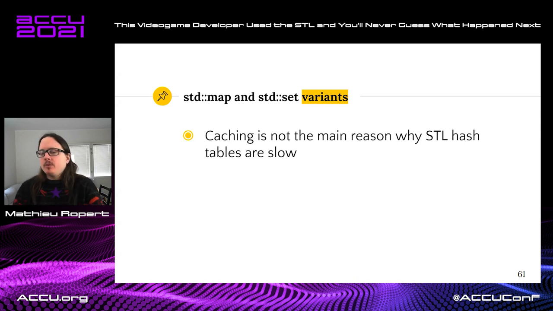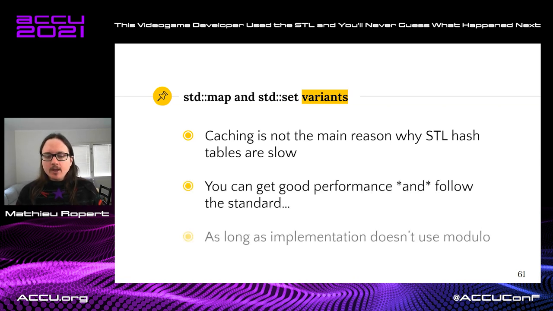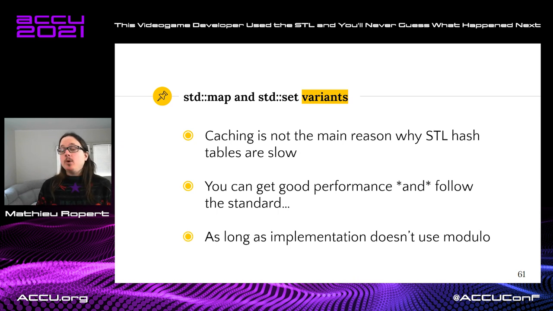But here's the thing I discovered while researching for this talk: the main reason unordered map and unordered set are slow is not that we're not using open addressing. It is actually an implementation issue. The problem is, at least on Clang and on GCC, that they use modulo operations to find which bucket your hash item should fall in. And it turns out doing modulos on modern CPUs is slow as hell and is the main bottleneck of most unordered map and unordered set implementations.